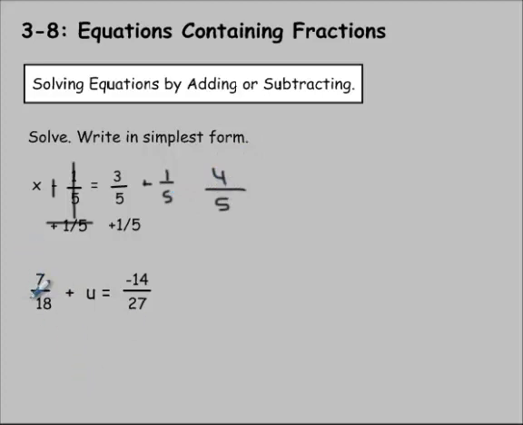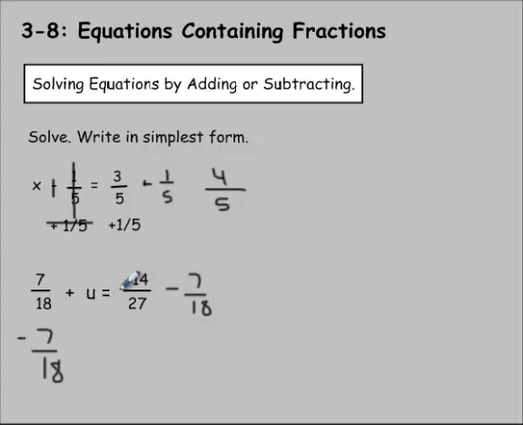This one's a little trickier. We have 7 over 18 plus u equals negative 14 over 27. So we're adding 7 over 18 plus u. To get rid of the 7 over 18, we could take the opposite of it, subtract 7 over 18, or add the opposite, same thing. So you would subtract 7 over 18 over here.